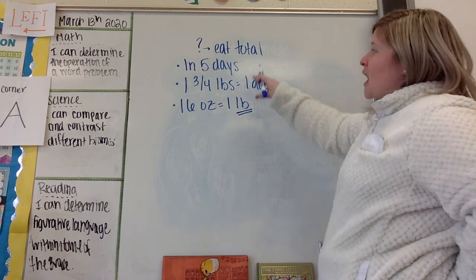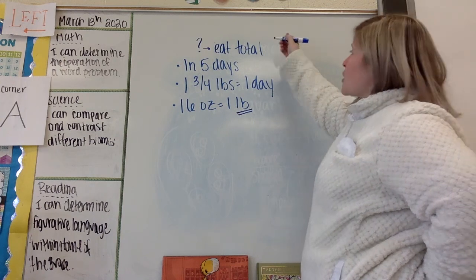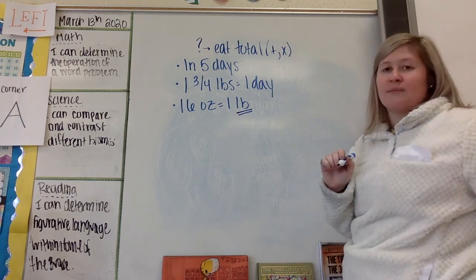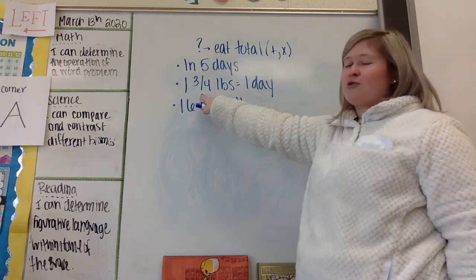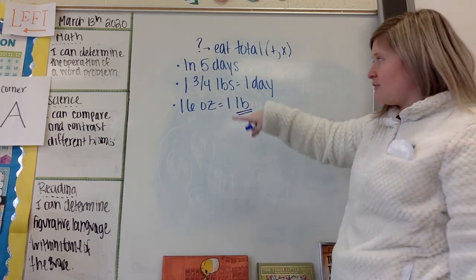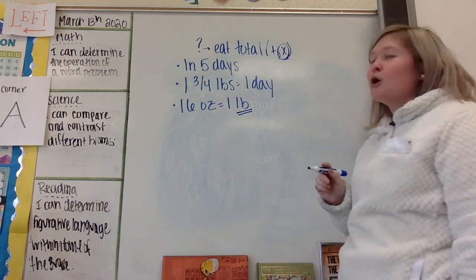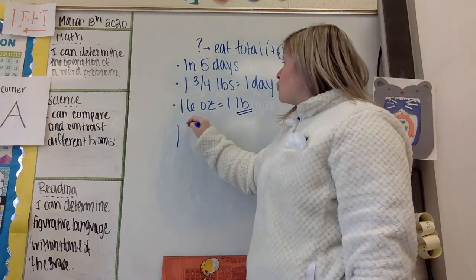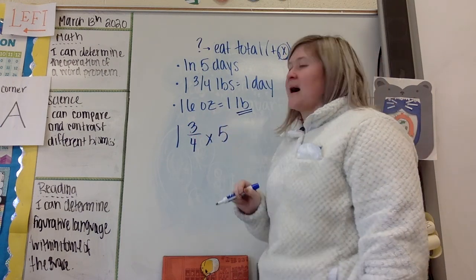I'm one of those people who wants to find the total first. So if I'm looking for the total, that means I'm either going to add or multiply. Since I'm doing 5 days and 1 day is 1 3/4, on day 2 it was 1 3/4, on day 3 it was 1 3/4. It's the same number. So for me, it's going to be easier to multiply since that is repeated addition. So I have 1 3/4. I want to multiply that by 5.